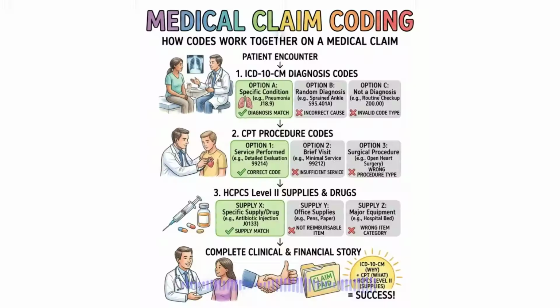To summarize how these systems work together on a single medical claim, think of a simple formula. The ICD-10-CM diagnosis code tells the insurance company why the provider saw the patient. The CPT code tells the insurance company what the provider actually did during the visit. Finally, the HCPCS Level II code tells the insurance company what specific supplies or drugs the provider used. Together, these 3 code sets tell the complete clinical and financial story of the patient.